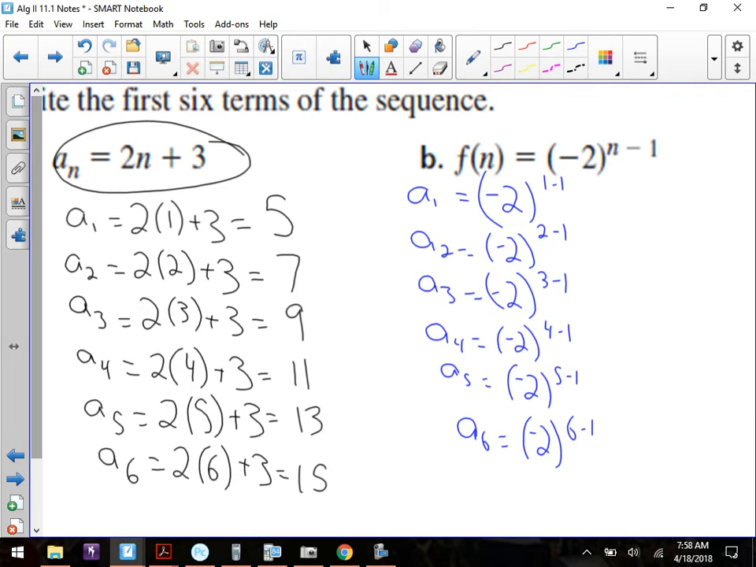Order of operations tells you to do what first? All right. 1 minus 1. What is anything to the 0 power? Okay. So the first term in the sequence would be 1. The second term in the sequence would be -2. The third term in the sequence would be 4.